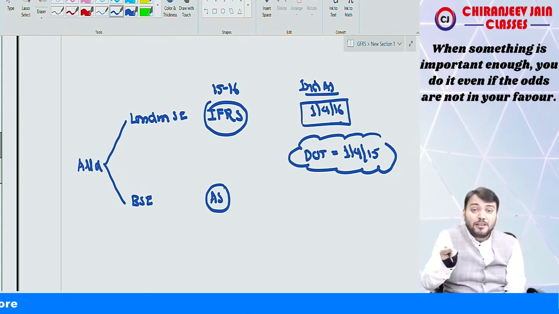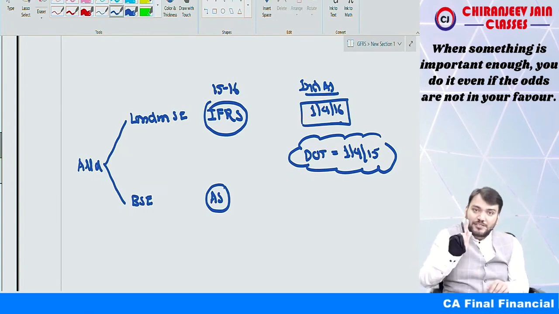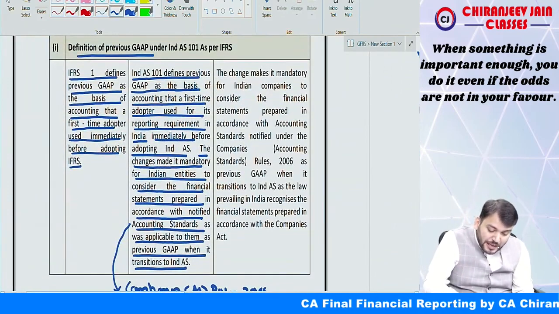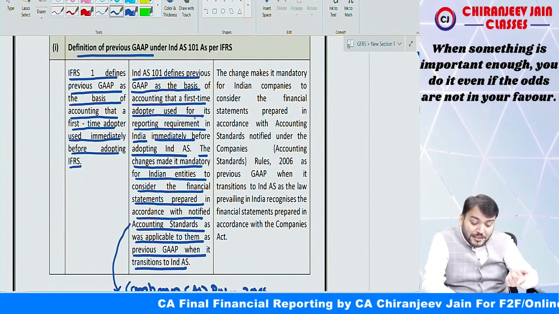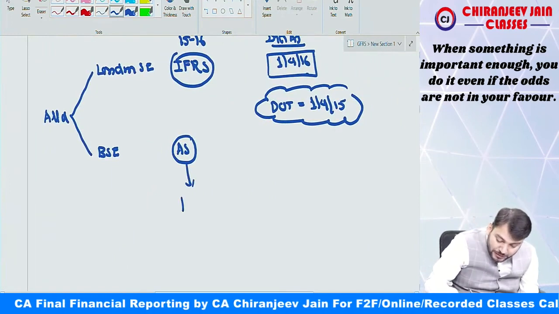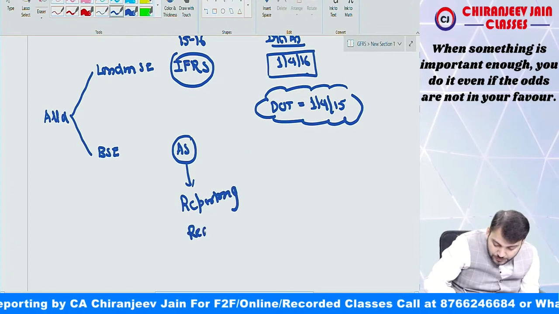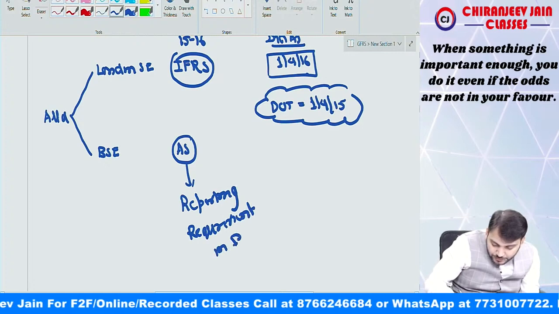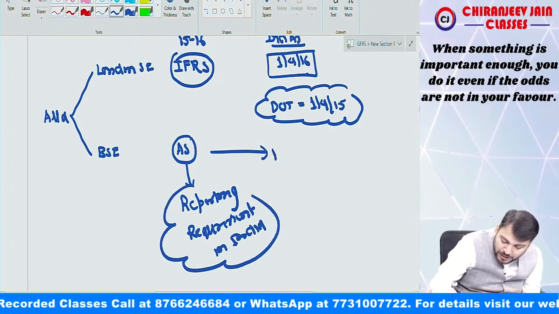the financial statements which are prepared in India as per the Indian context. As per the Indian context means they define previous GAAP as the basis of accounting that the first time adopter used for its reporting requirement in India. For reporting requirement in India. Therefore, this will be the previous GAAP.